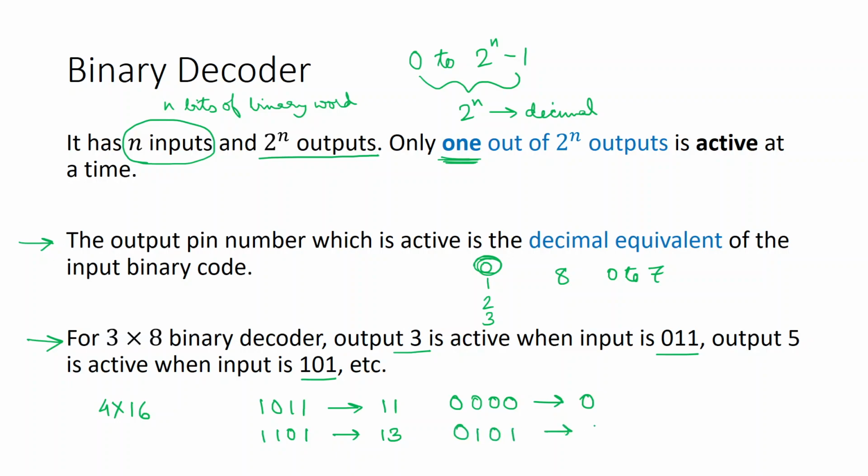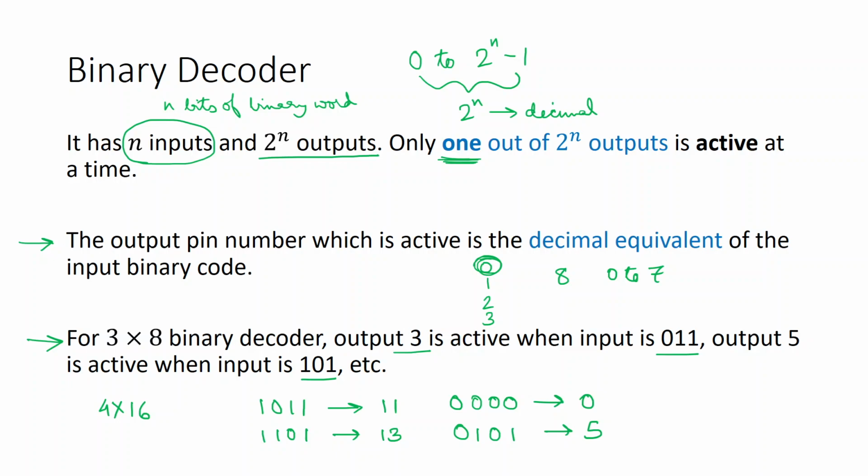0101, output 5 will be active. Okay, so in this manner it will go. So now I have used a very important term, which is active. I am using the term active. I am introducing it for the first time in our entire lecture series from where we started.